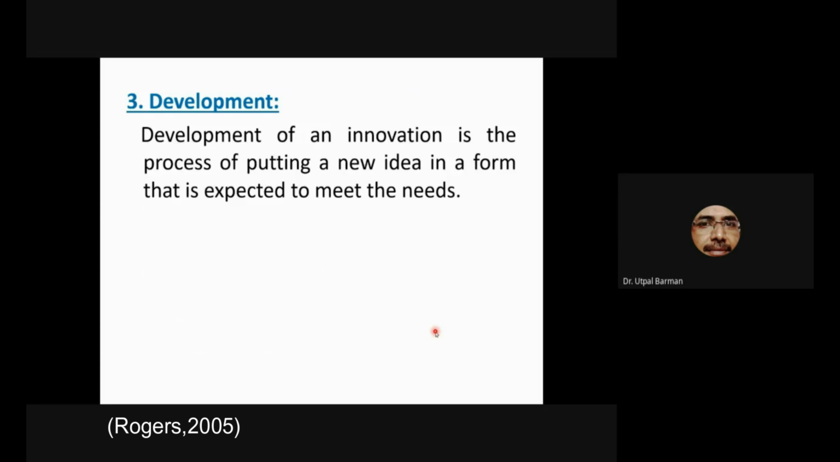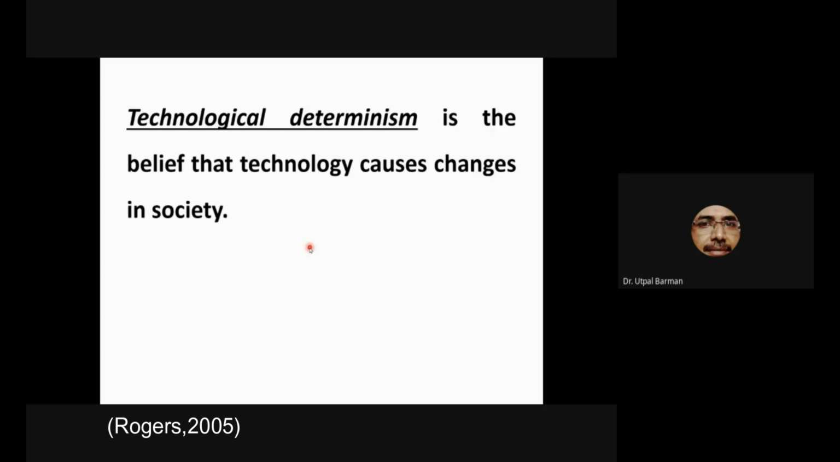In development, there are two terms. One is technological determination and another is sociological determination. Many people thought that due to development of technology, our society is changed. That means technology is the cause for change in society. When we introduce a technology in a society, it will change the society. So the society is influenced by technology, but in true sense, it is not. In some cases, technology changes the society, but actually society is not controlled by technology.